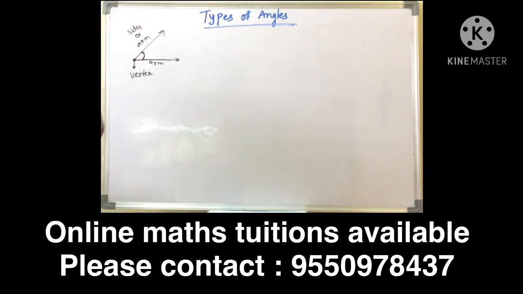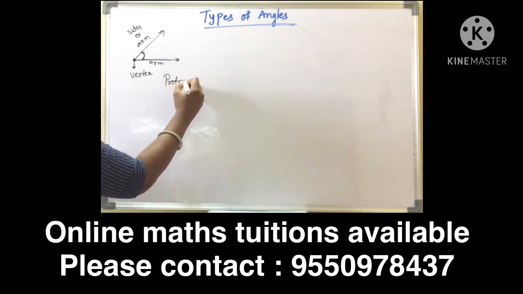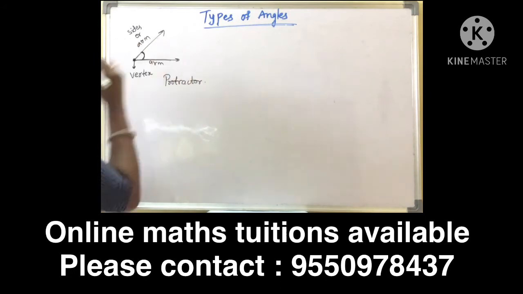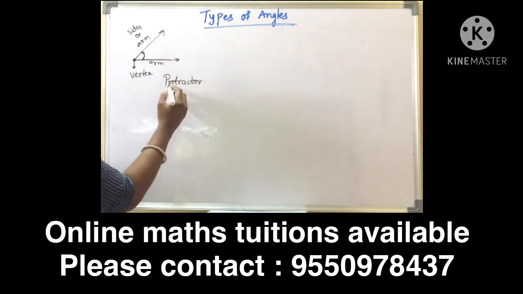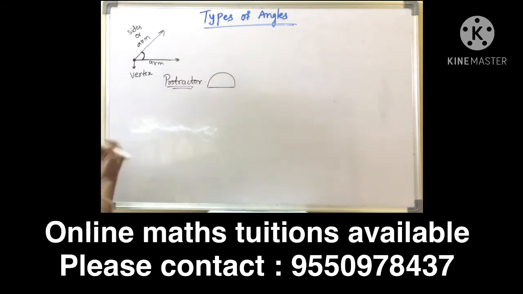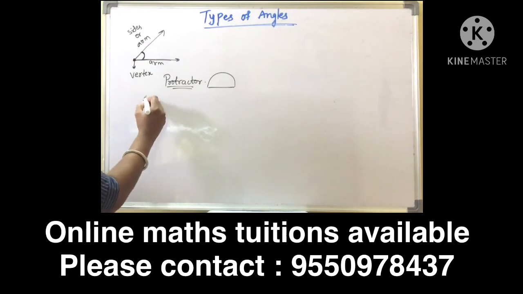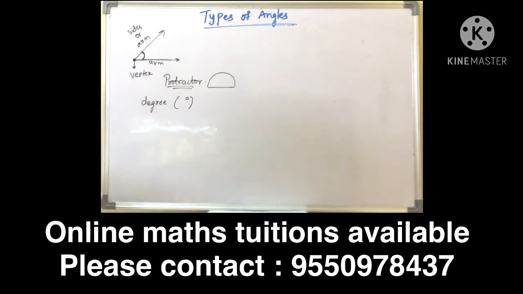Okay. So angles are measured in degrees, that you know, and what do we use? Protractor. Right? To compare and measure angles, we need an instrument called a protractor, and it is in the shape of a semicircle. You know what a protractor is and how to measure with the protractor. So angles are measured in degrees. What is that degree? Here it is like this, right?